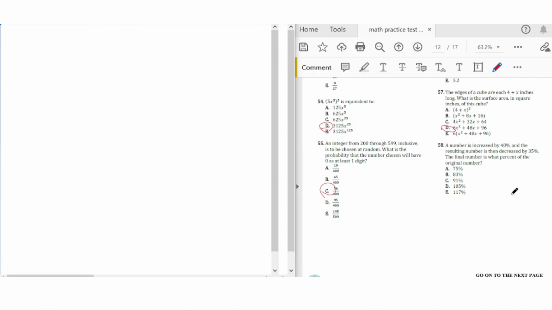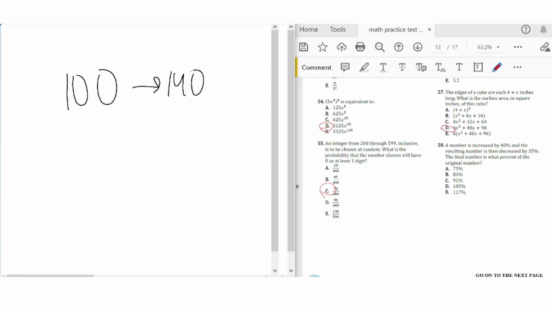Moving on to 58. A number is increased by 40%, and the resulting number is then decreased by 35%. The final number is what percent of the original number? All right, let's assign an original number. Let's take 100. Okay, 100 is increased by 40%. So 40% of 100 is 40. Adding that to 100, we get 140.